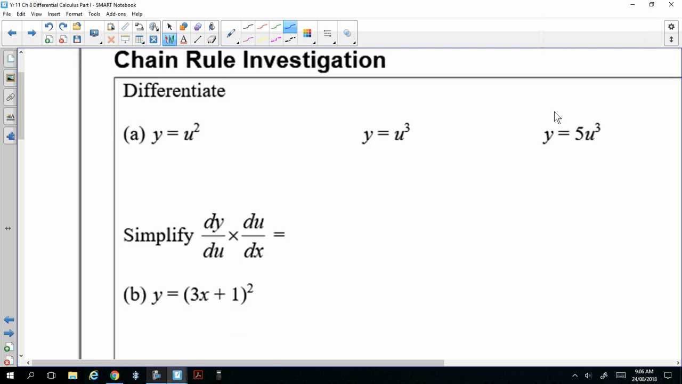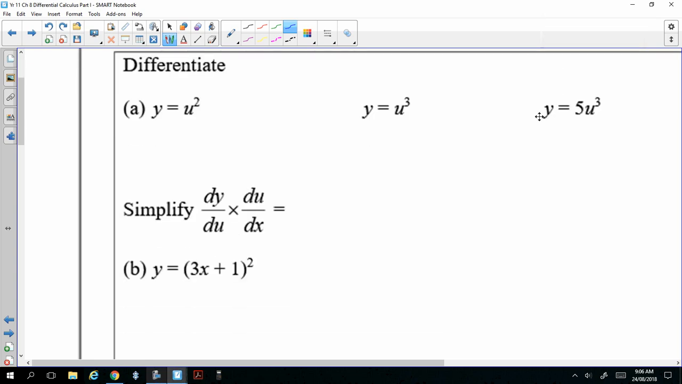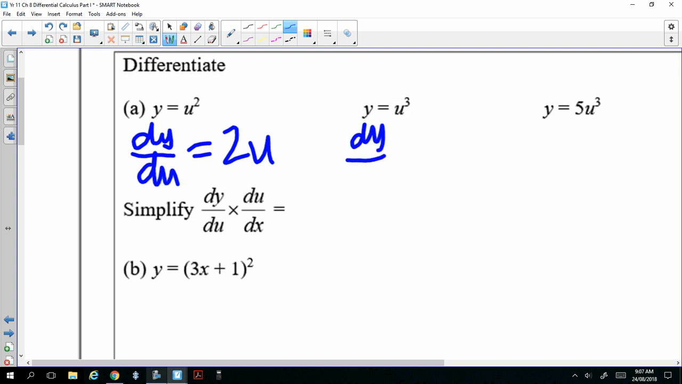Chain rule today, let's differentiate the first one. dy over du. Good. Now, what would dy over du be? Yep. So, it doesn't have to be x each time, it could be u. And how about dy over du for the second one? 3u squared. All right.